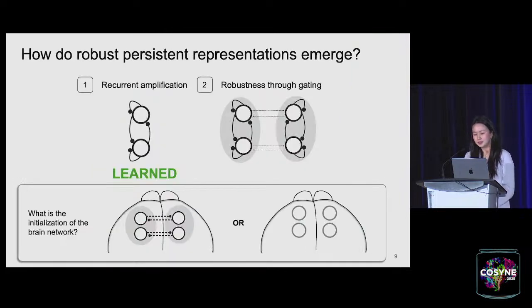With this data, what we see is that in the naive stage, there are no persistent representations of choice. As mice learn, these persistent representations emerge and become refined. So overall, this suggests that recurrent amplification forms over learning. What about the robustness of this network? Is gating built in or also learned?